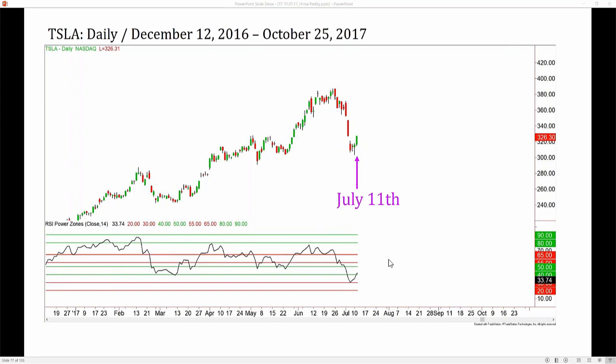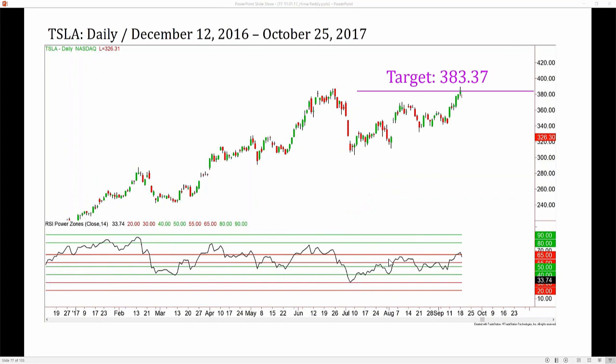This is the July 11th candle on Tesla. On July 11th, between what was happening on the daily RSI power zones and price, there was an opportunity to calculate an upside target for Tesla. Okay? So this upside target is $383.37. That was what it was. And you could calculate that as of July 11th, and you can see that by September 18th, so it took 2 months, but you got there, and it was choppy.